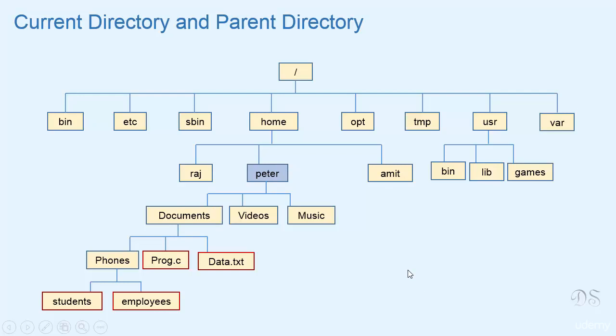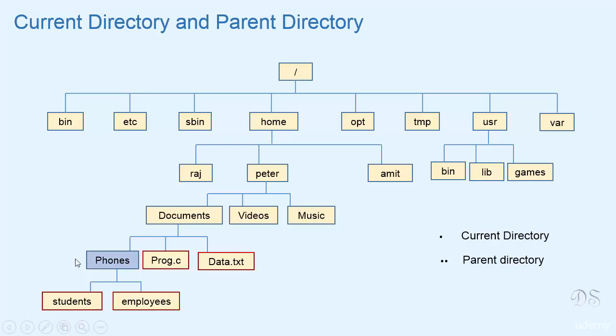Now when a directory is created, two special entries are made in it. These two entries are denoted by a single dot and a double dot. The single dot refers to the directory itself and the double dot refers to the parent directory. So if the user's current directory is this, then inside this directory, the single dot represents this directory Peter and the double dot represents this directory home.